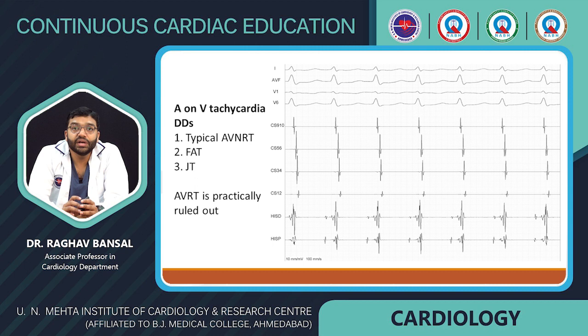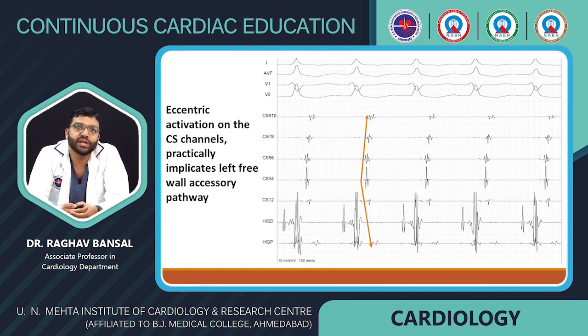where the PR interval is equal to the RR interval. Thus every atrial activation of the next beat is lying on the ventricular activation of the preceding beat, because the PR interval is equal to the RR interval. And the junctional tachycardia, which is a rare kind of tachycardia arising from the junction or the area near the AV node. AVRT is practically out when we see an A1V tachycardia.